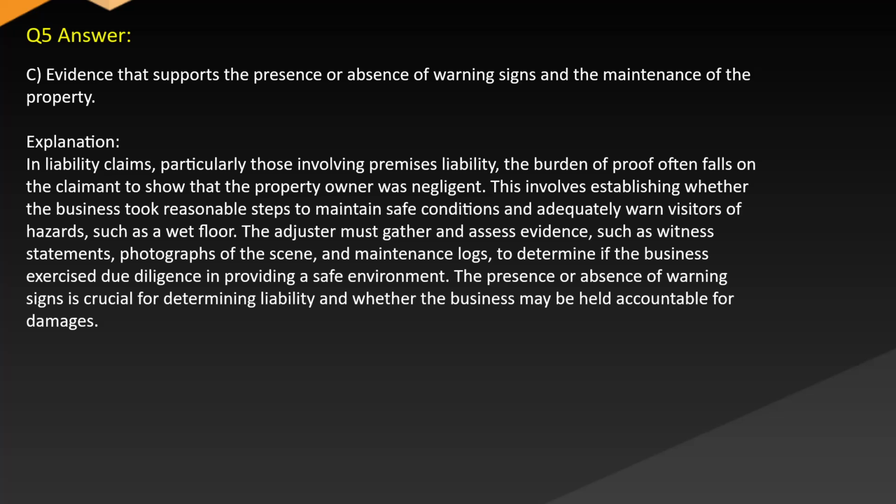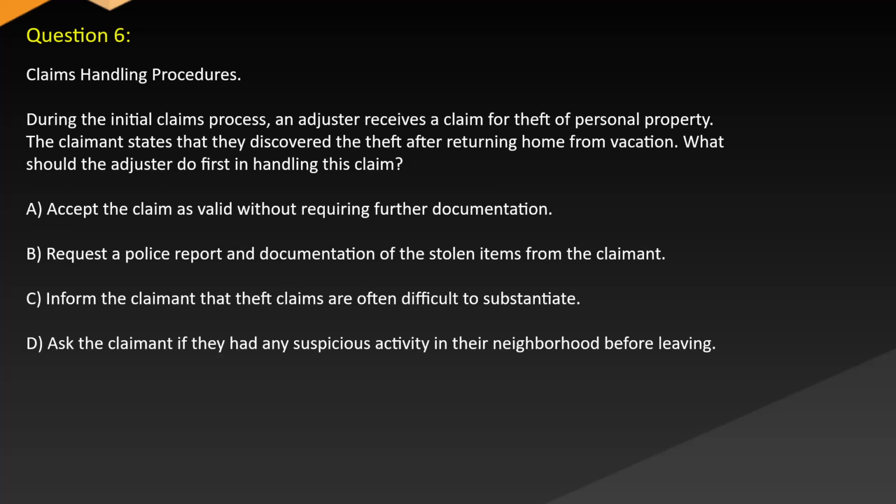Explanation: in liability claims, particularly those involving premises liability, the burden of proof often falls on the claimant to show that the property owner was negligent. This involves establishing whether the business took reasonable steps to maintain safe conditions and adequately warn visitors of hazards, such as a wet floor. The adjuster must gather and assess evidence, such as witness statements, photographs of the scene, and maintenance logs, to determine if the business exercised due diligence in providing a safe environment. The presence or absence of warning signs is crucial for determining liability and whether the business may be held accountable for damages.